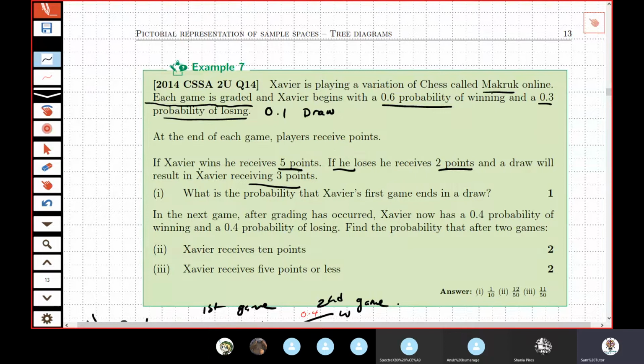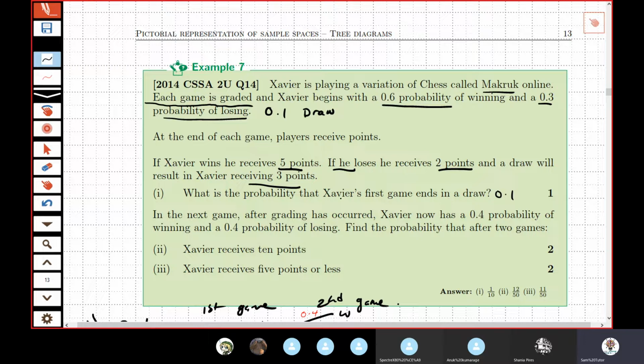At the end of each game, players receive points. If Xavier wins, he receives 5 points. If he loses, he receives 2 points. And a draw will result in Xavier receiving 3 points. What is the probability that Xavier's first game ends in a draw? That's easy, 0.1. In the next game, after grading has occurred, Xavier now has a 0.4 probability of winning and a 0.4 probability of losing.